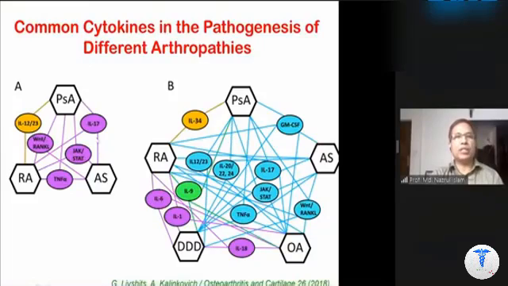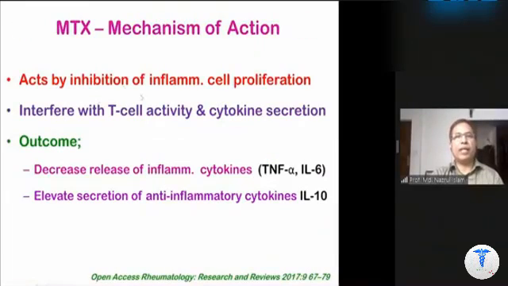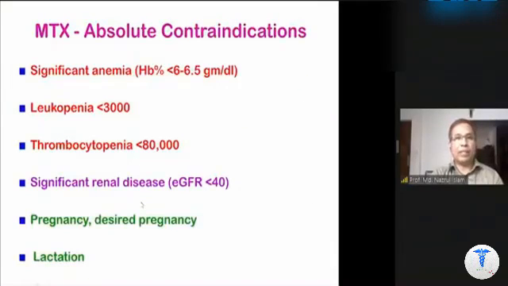So methotrexate, how does it work? It acts by inhibiting inflammatory cell proliferation and interfering with T cell activity and cytokine secretion. The outcome is decreased release of inflammatory cytokines, TNF alpha and interleukin 6, and higher release of the anti-inflammatory cytokine interleukin 10. So this is a little summary of how methotrexate works, but there are some absolute contraindications to using methotrexate. Anemia, somewhere I say it is less than 7 grams per deciliter.